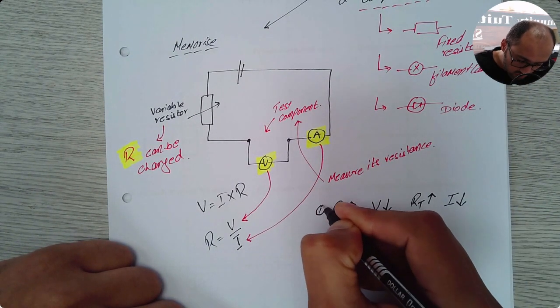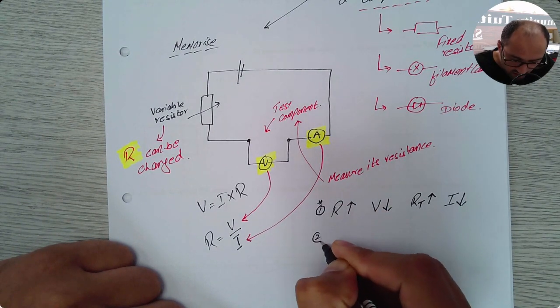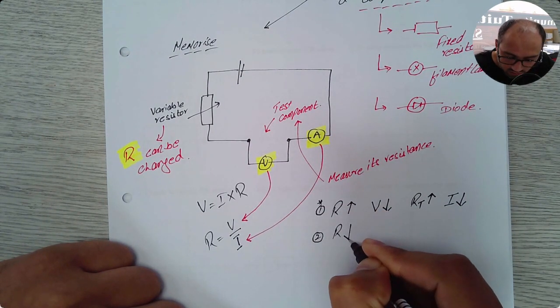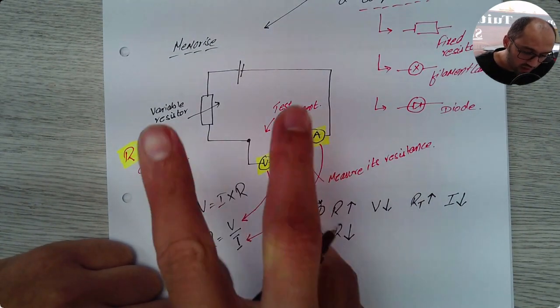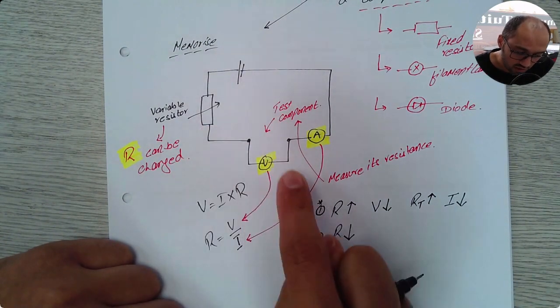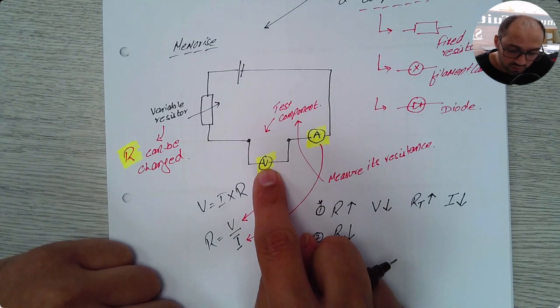Very important to remember. Number two, what if I change the value of R, but this time I'm not increasing it, I'm going to lower it. If I lower it, then this component will get less energy. This will get more energy, and therefore this voltmeter reading will go up.